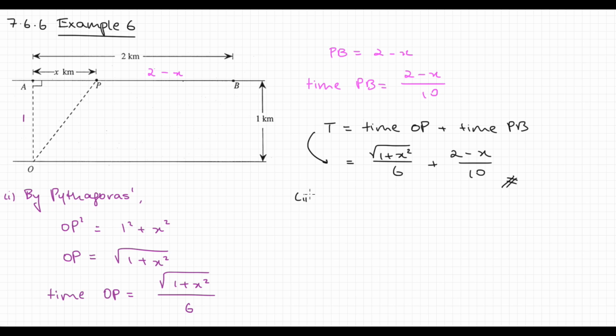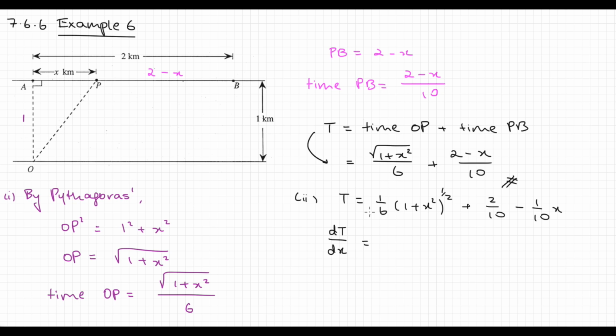Okay, so part 2, I'm just going to take note that this expression here can be rewritten as 1/6 times the square root of 1 plus x squared, which I'm going to write as (1 plus x squared) to the power of half. And then the fraction at the back here, I'm going to break it up. So this is going to be 2 on 10 minus 1 on 10x. The reason for me rewriting the expression in this fashion is just that it's a little bit easier to differentiate.